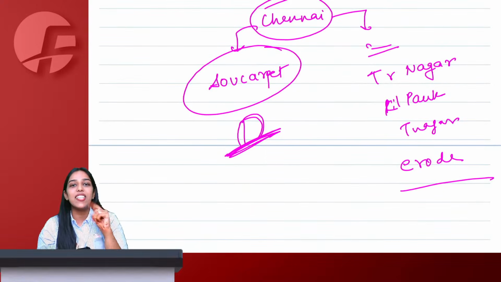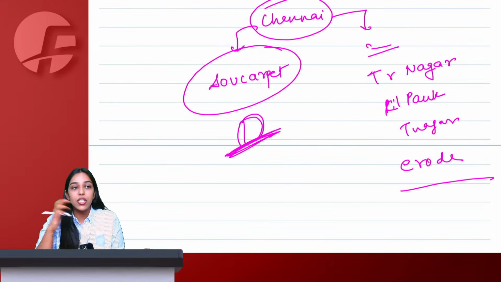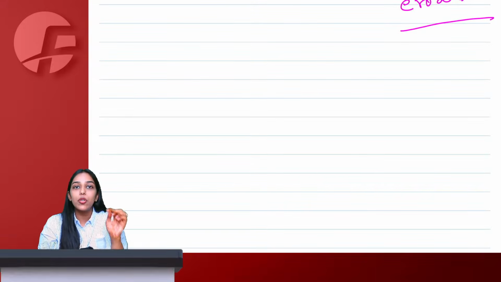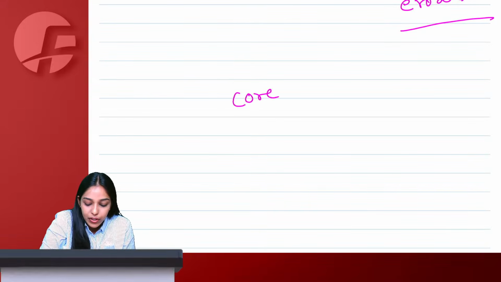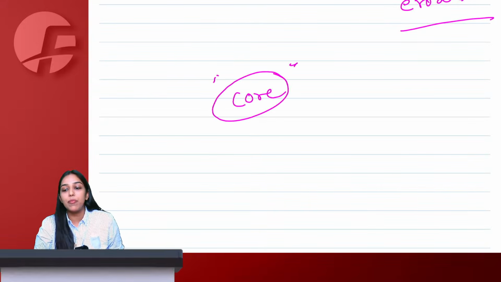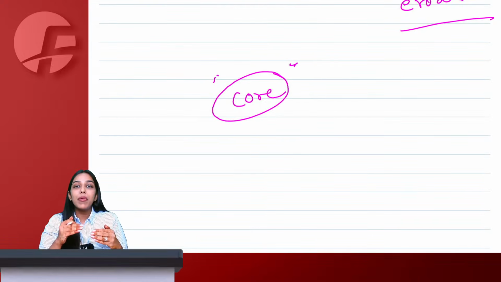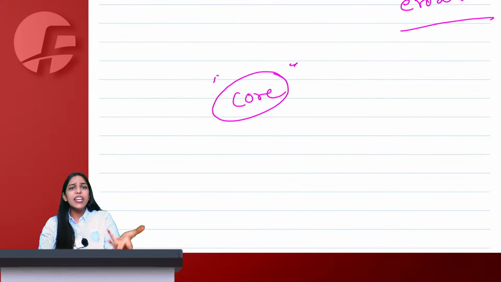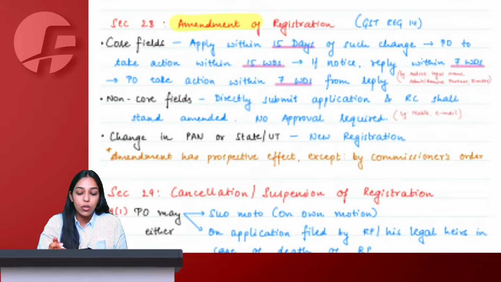Okay, so I'm changing my address, which means this is important. If the officer anytime wants to do physical verification, he would come to my registered place and I'm not there. So if I want to make amendments in my core fields, let us say I am a partnership firm and one of my partners is retiring or a new partner is being admitted. Or we are a company and a director is resigning, a new director is coming. These are all important core fields. You cannot change them just like that.